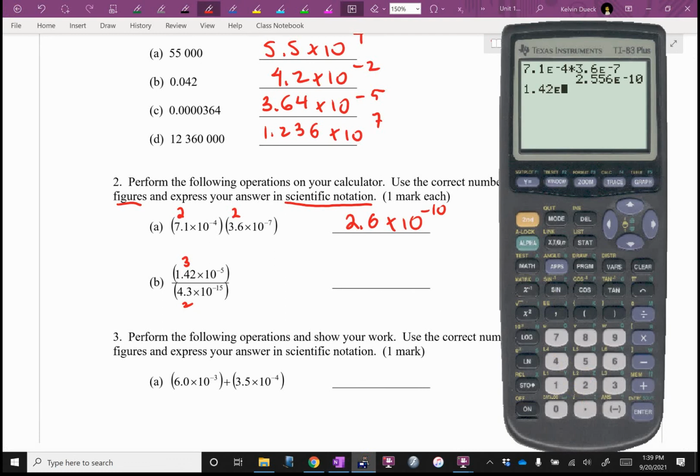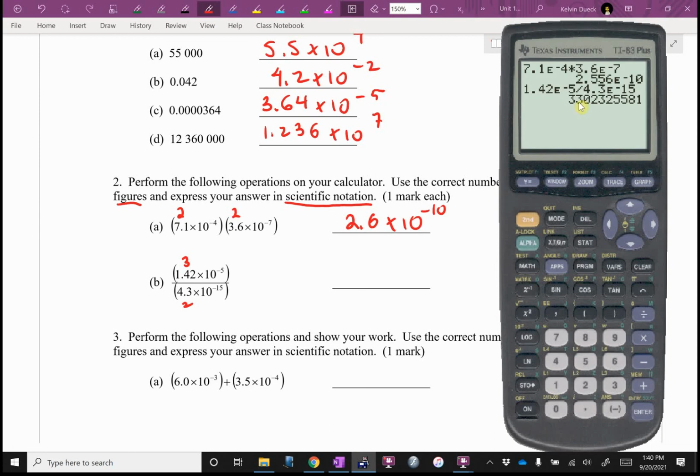1.42 scientific notation button negative 5 divided by 4.3 scientific notation button negative 15. My calculator gave this to me in standard form. Probably most of your calculators converted this to scientific notation. I've got a 10 character display. Most of yours have a 9 or an 8 character display. But regardless, the second 3 is the second Sig Fig.